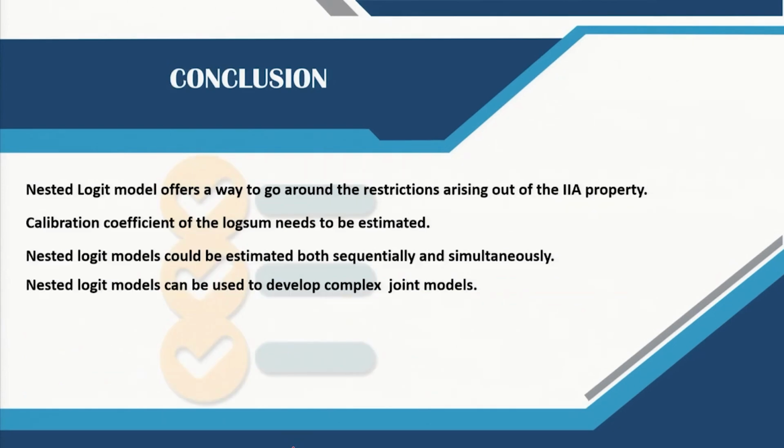And finally, to conclude, the nested logit model offers a way to get around the restrictions arising out of the IIA property. The calibration coefficient of the log sum needs to be estimated. Nested logit models can be estimated both sequentially and simultaneously, and nested logit models can be used to develop complex joint models, and that actually gives strength to this discrete choice approach. Thank you.